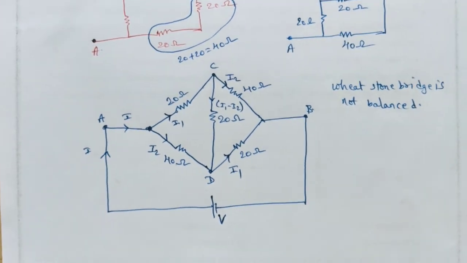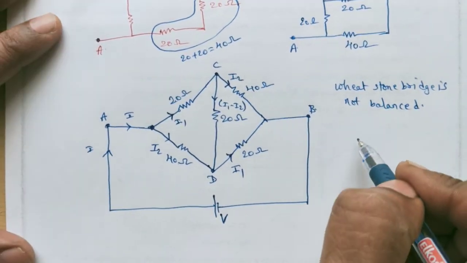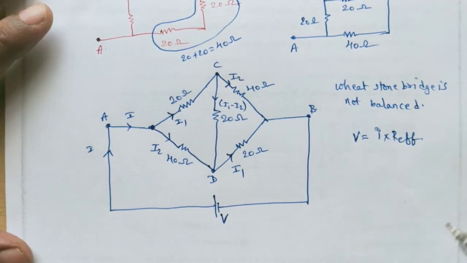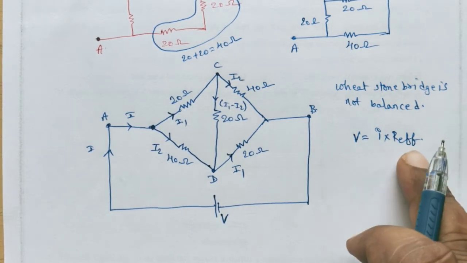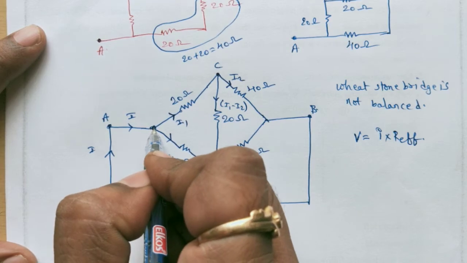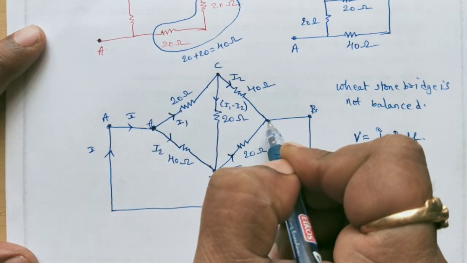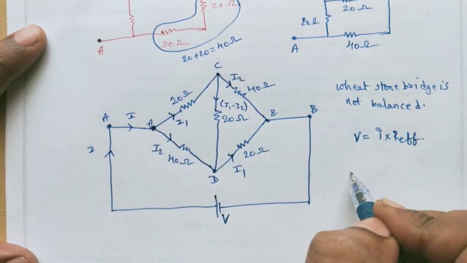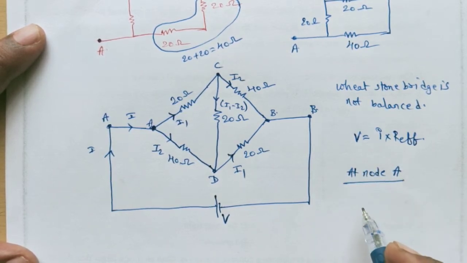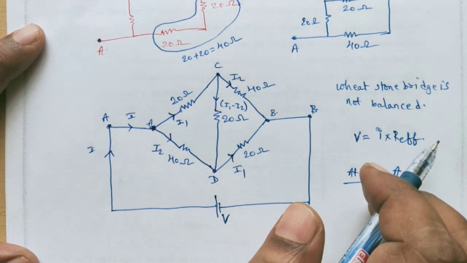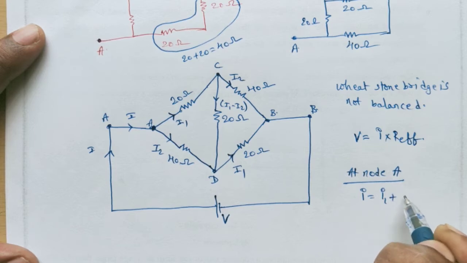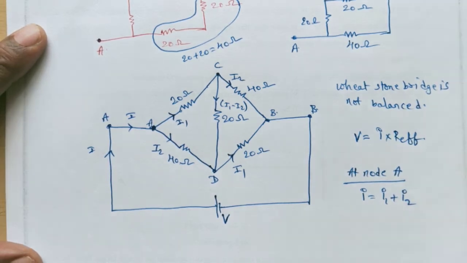So next, observe carefully: V is equal to I into R effective. So we want to find this R effective value only. For example, this is node A and this one is node B. At node A, the sum of incoming currents is equal to the sum of outgoing currents. So I am taking I is equal to I1 plus I2.